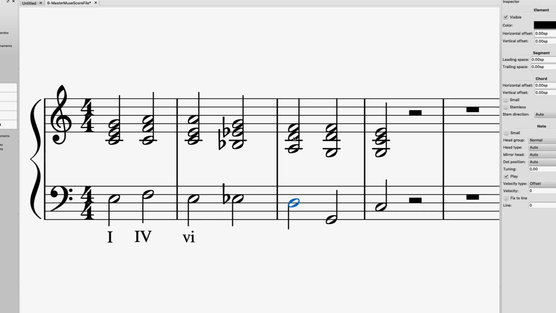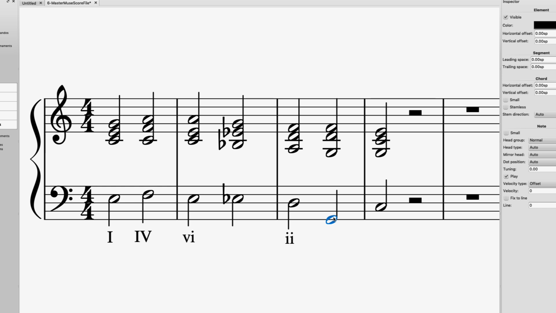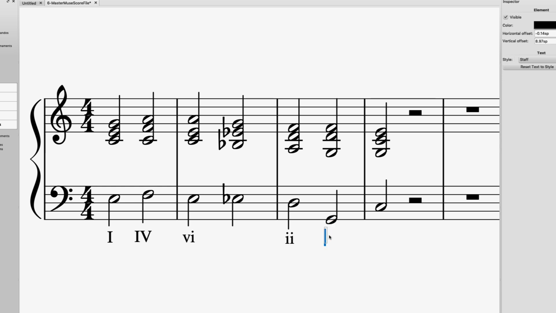Let's go to here. D, F, A. So that's a 2 chord in the key of C. D minor. And then here we have a G with a 7th in it. 5, 7, and 1. Okay. Now, let's go back here.